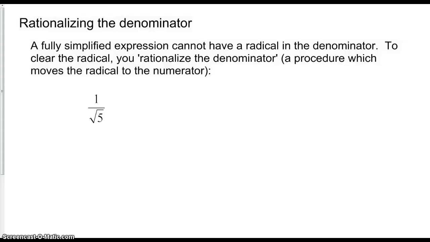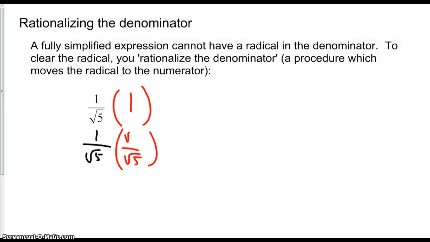Okay, here's how it works. Let's say we have 1 over square root of 5, and we're going to multiply by 1. I'm just going to multiply by 1, okay? But I'm going to write that 1 a special way. I'm going to write that 1 as the square root of 5 divided by the square root of 5. I could write that anyway, but I'm going to choose to copy the square root that's in the denominator that I'm trying to move.